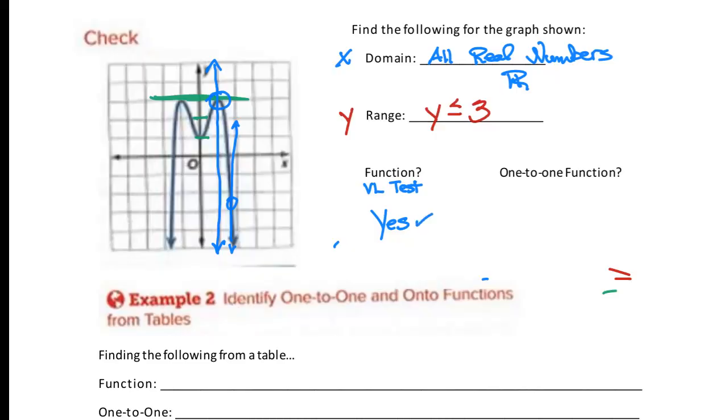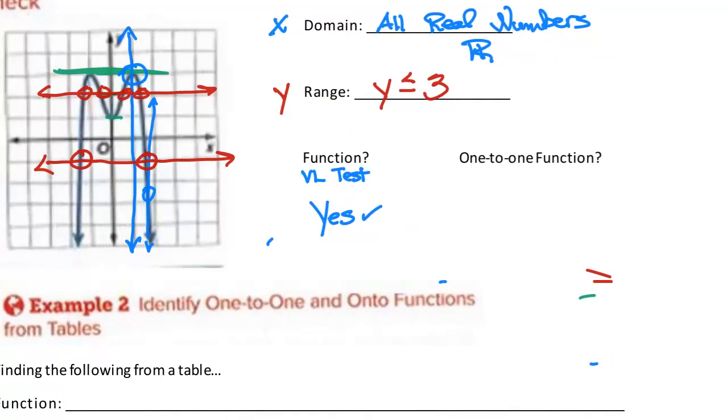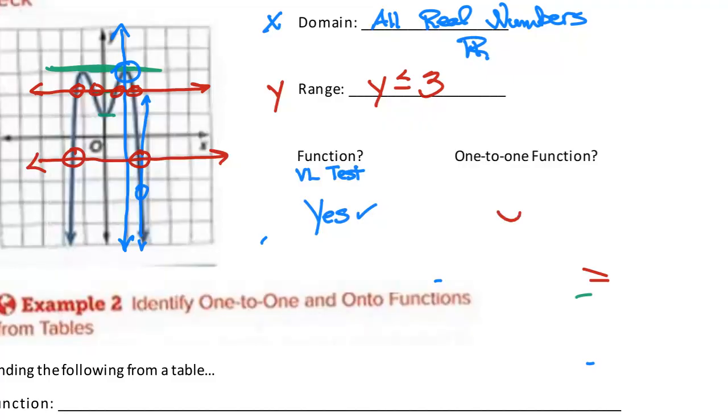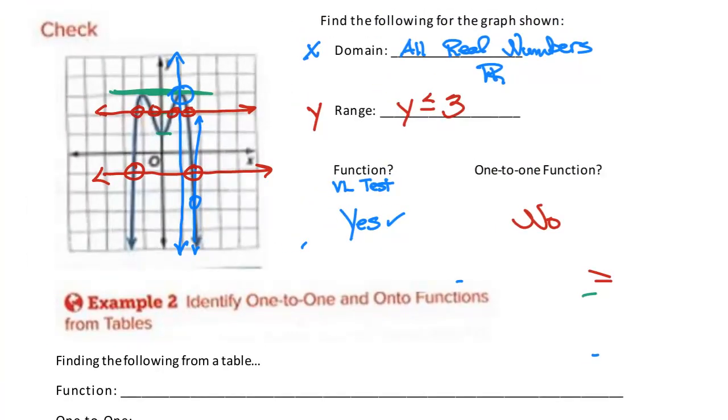And if I do the horizontal line test, how many places does it intersect? 2, and sometimes even more. Okay, so there it hits twice. Here it hits 4 times. So is that a one-to-one function? No, because it can only intersect once. Okay, and this is the horizontal line test. We have to say first, it has to be a function. Okay?